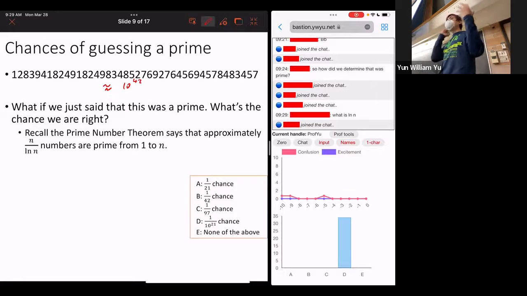But remember, the whole point is the prime number theorem says that there are a lot of prime numbers. There are n divided by log n primes between 1 and n.